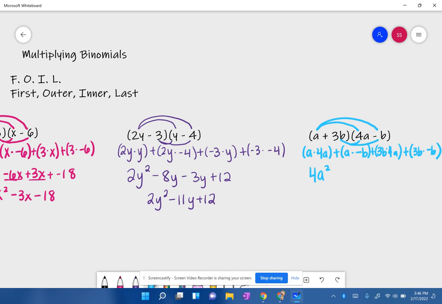a times 4a is 4a squared. a times negative b is negative ab. 3b times 4a is 12ab. And 3b times negative b is a minus 3b squared. Now, again, the inner two terms are like terms because they both have an ab variable. So we would have 4a squared, negative 1ab plus 12ab is 11ab, minus 3b squared. And so there is your final answer.